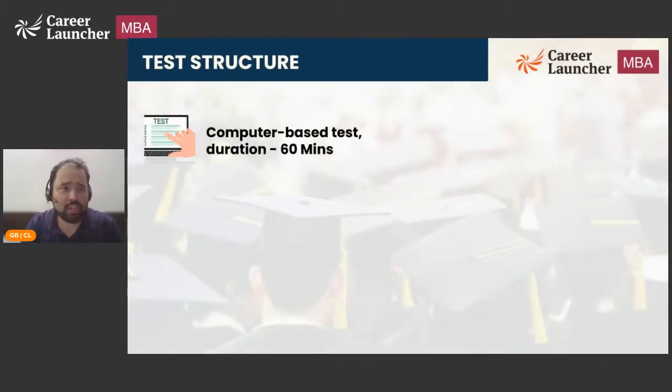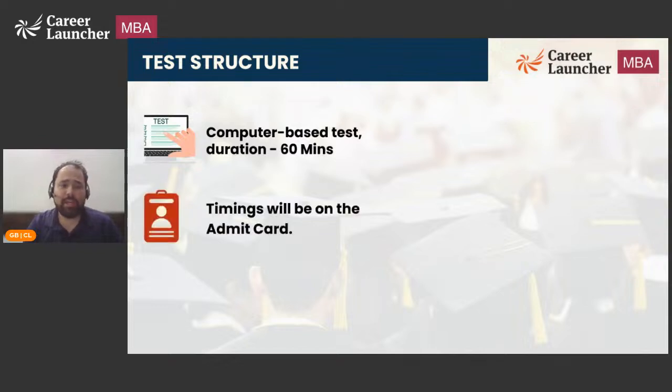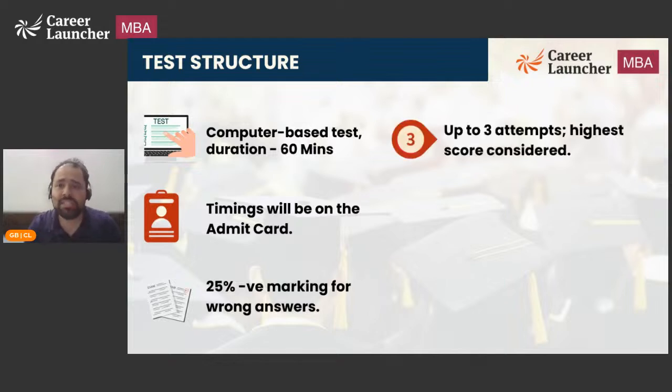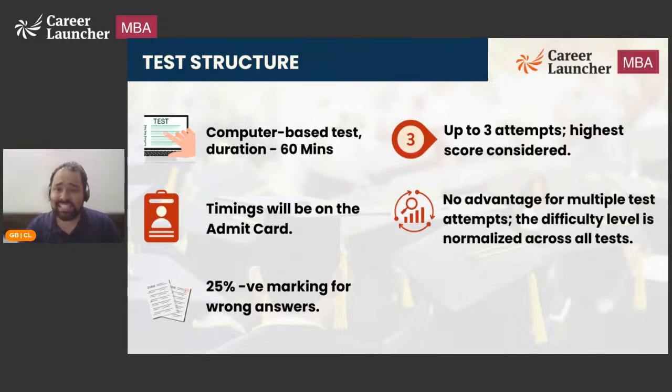In terms of the test structure, few takeaways: 60 minutes, like I pointed out. Timings will be on the admit card, 1 hour. 25% negative mark, matlab +1 -1/4 is how it operates. Up to 3 attempts, higher score will be considered, like I told you. They state this, that no advantage for multiple test scores. The difficulty level is going to be normalized.